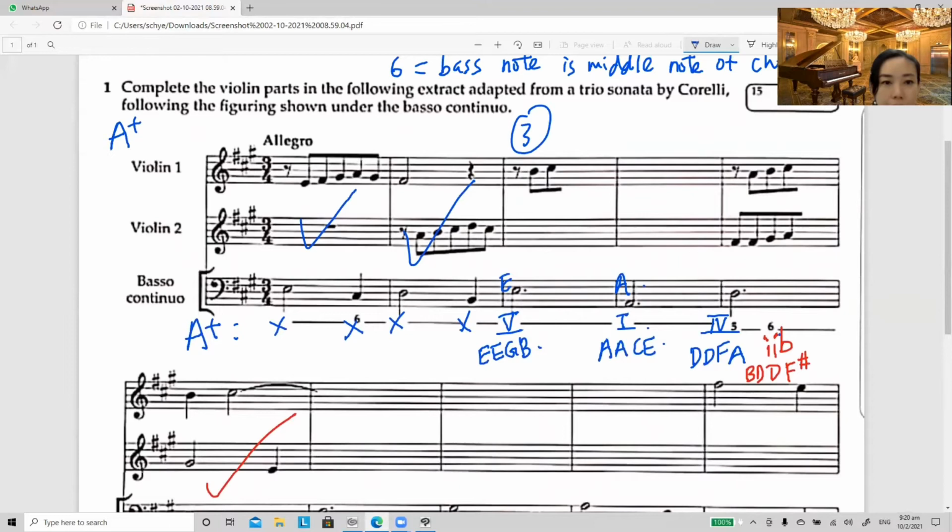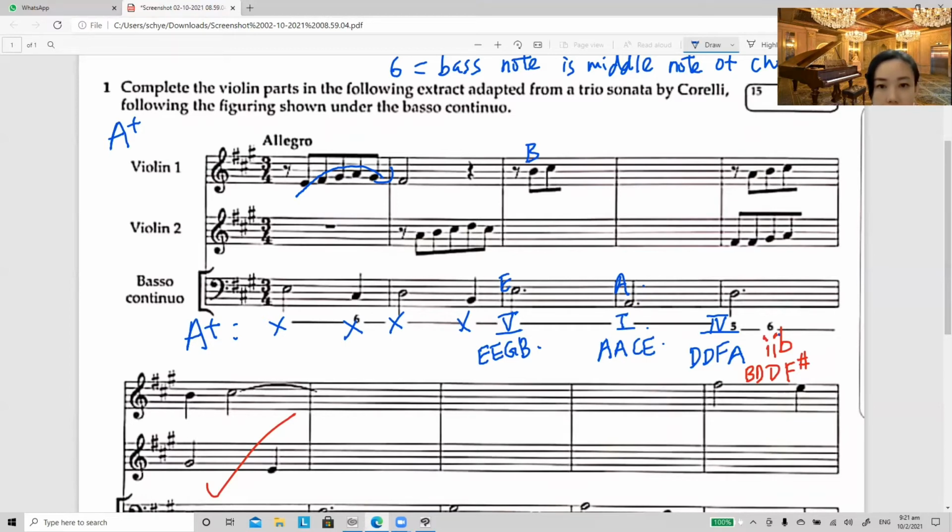Now let's continue to fill in the notes. If you look at the pattern, you can see that when violin 1 is moving, violin 2 stays silent. When violin 2 is moving, violin 1 stays silent, which means you need to continue using the same style. So in bar 3, it suggests that violin 1 will have some melody. So you start with B.